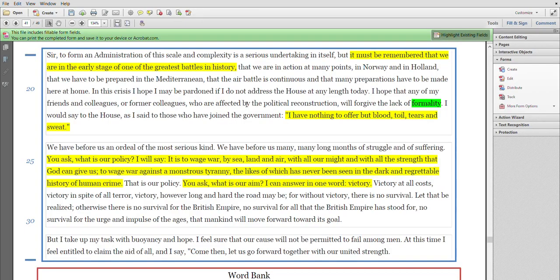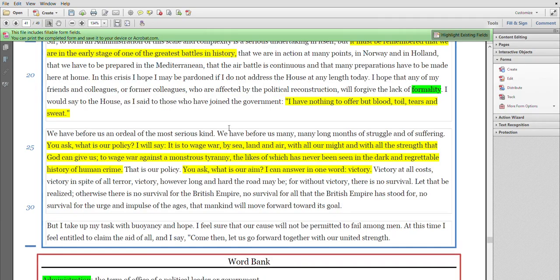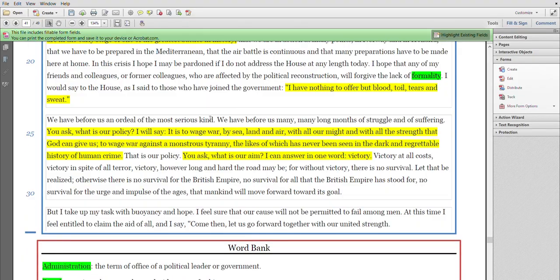In this crisis, I hope I may be pardoned if I do not address the House at any length today. I hope that any of my friends and colleagues, or former colleagues, who are affected by the political reconstruction will forgive the lack of formality. I would say to the House, as I said to those who have joined the government, I have nothing to offer but blood, toil, tears, and sweat.